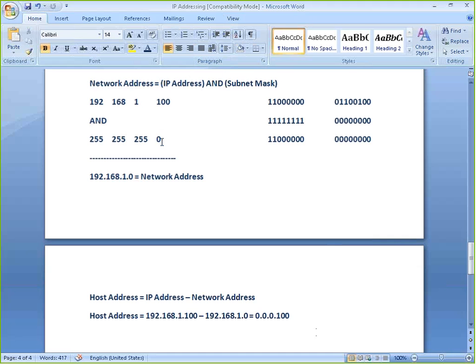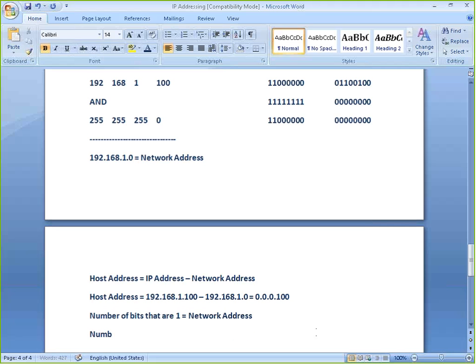Okay, again let me repeat. So number of bits that are 1 represent network address, and number of bits that are 0 is nothing but host address. Do you understand that? Okay, any questions with regards to this one now?